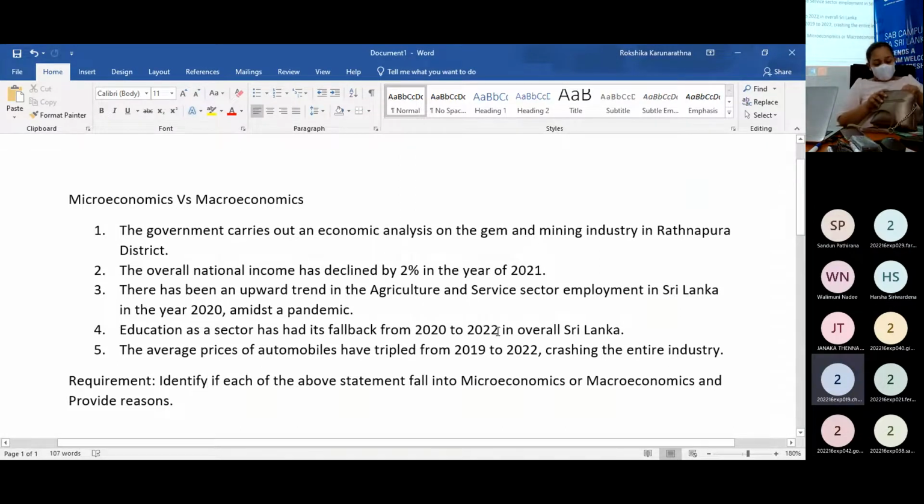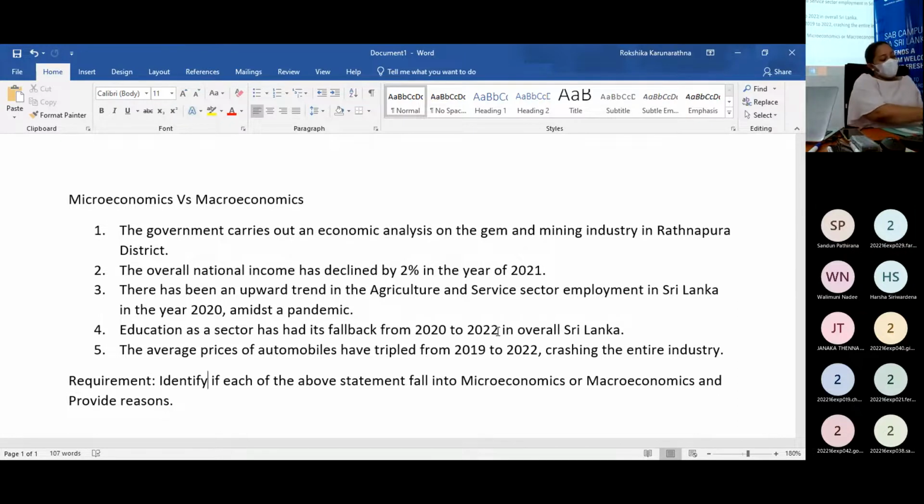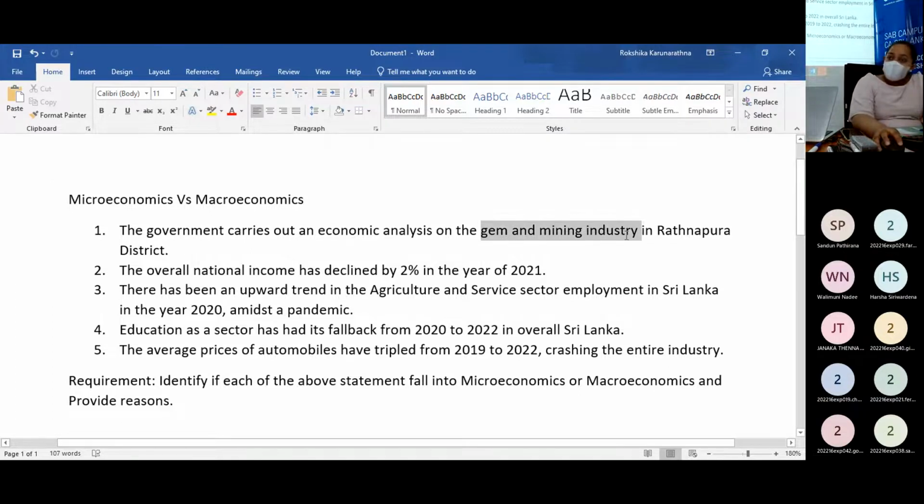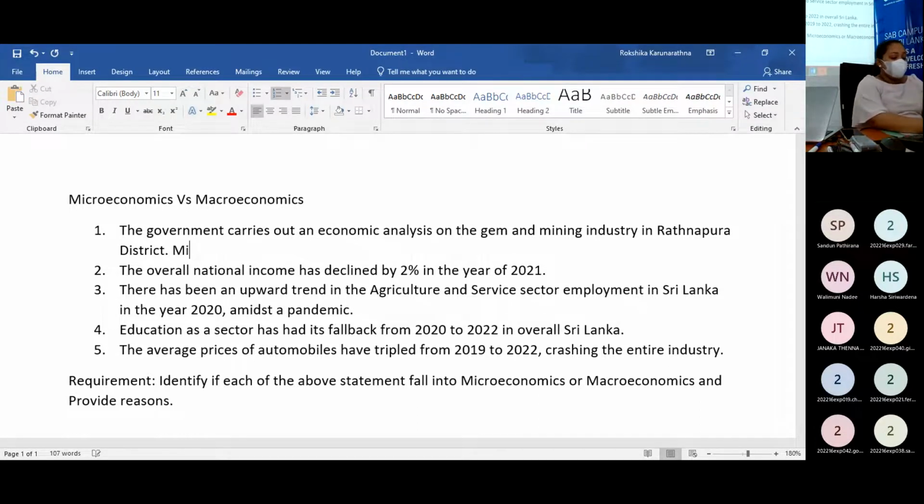The government carries out the economic analysis. It is the individual behavior. Therefore, it's microeconomics. Okay, right. Give me some more reasons for it. Very specific reason: gem and mining industry is only one industry. More than that, location-wise also, Ratnapura district is only one particular district amongst all other districts that are doing gem and mining. So good. Thank you. That means it is microeconomics.